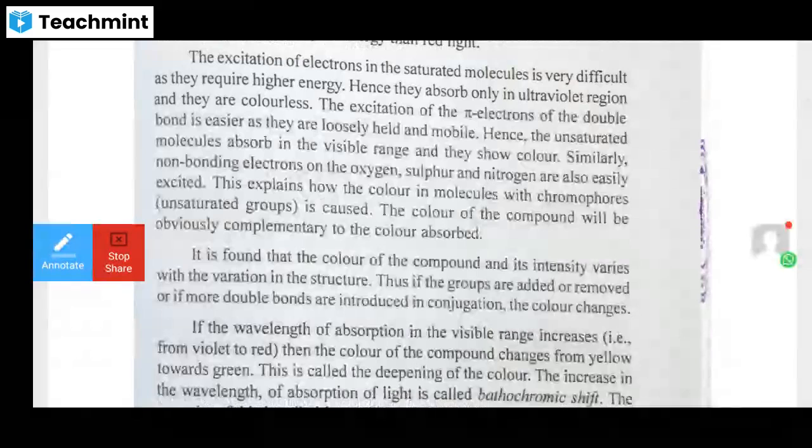The excitation of the pi electrons of the double bond is easier as they are loosely held and mobile, hence the unsaturated molecule absorbs in the visible range and shows the color. Similarly, non-bonding electrons on the oxygen, sulfur and nitrogen are also easily excited, and this explains how the color in the molecule, which is the chromophore, is caused. The color of the compound will obviously be complementary to the color absorbed.